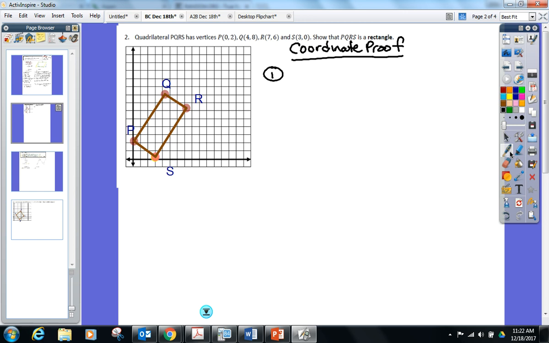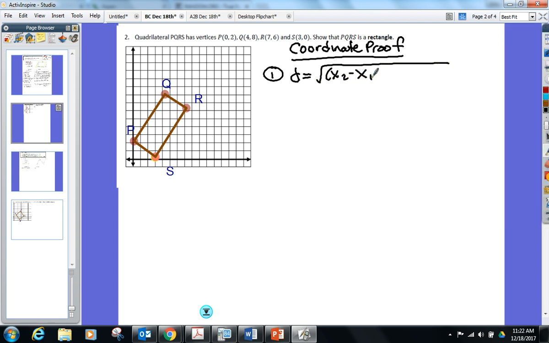Okay, let's take a quick class vote. Opposite sides congruent. Anybody want to do that? Okay, I guess you guys won out. All right, so we'll prove opposite sides congruent. If we're going to do that, what am I going to need here? Distance formula. Okay, you wanted to do it that way? Let's do distance formula. So we have to find the distance of all 4 sides. Let's just review the distance formula.